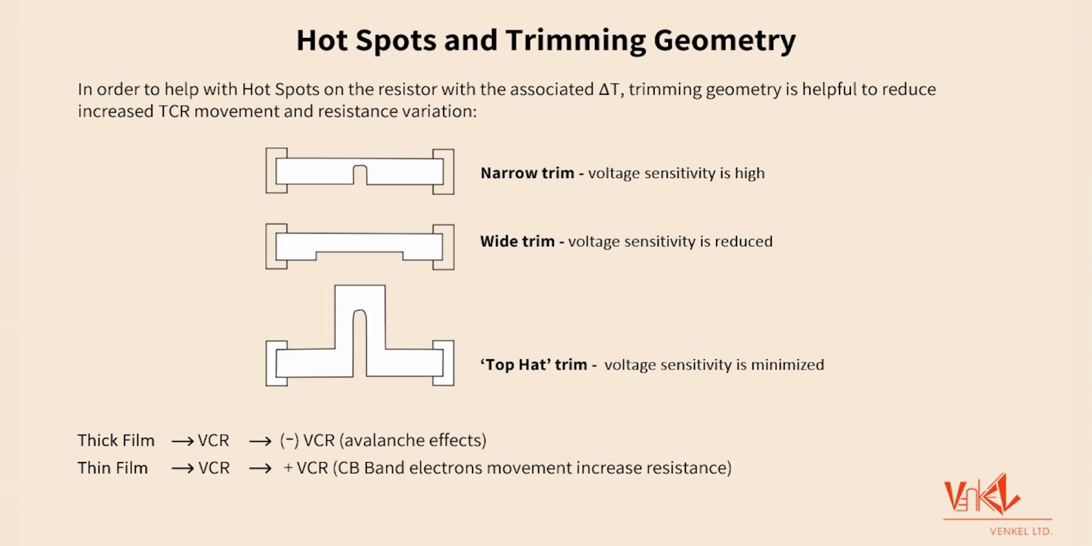For thin films, trimming can lead to a positive VCR as electron movement increases resistance to conduction band behavior. In thick films, trimming may result in a negative VCR influenced by avalanche effects within the material. This highlights the importance of tailoring trimming techniques based on the resistor type and application requirements. Proper trimming geometry significantly impacts a resistor's performance, reducing hotspots and optimizing voltage sensitivity. Choosing the right geometry ensures greater stability and reliability in high-precision circuits.